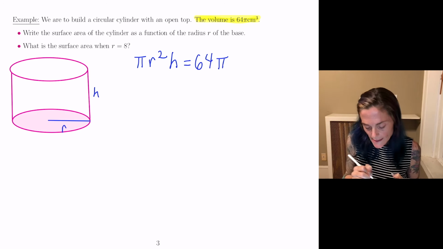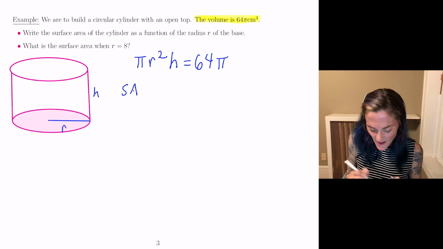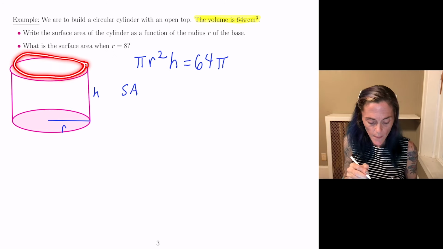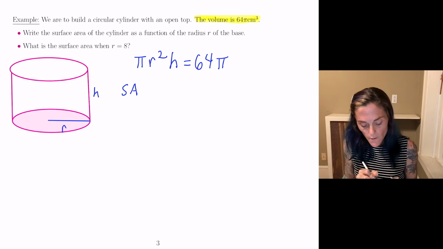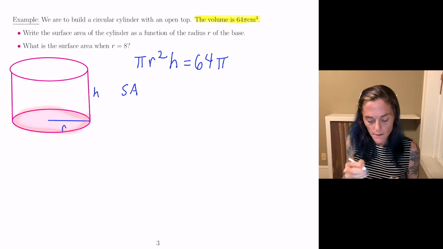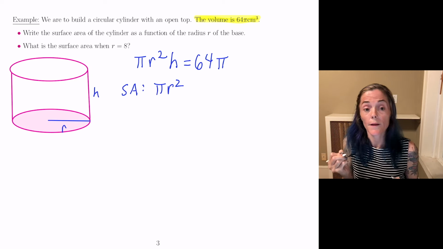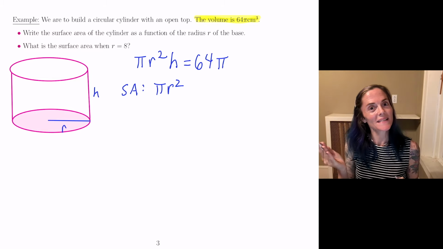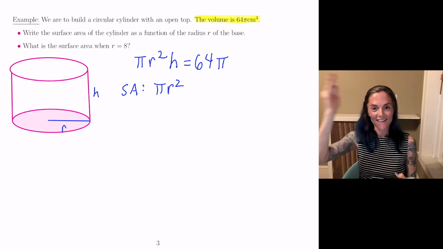Well, now how do we write surface area? First of all, it's open. That is an important thing to think about. So we have two pieces. First of all, we have the base, which is pi r squared area. But then we really have, I guess, one side that goes all the way around.